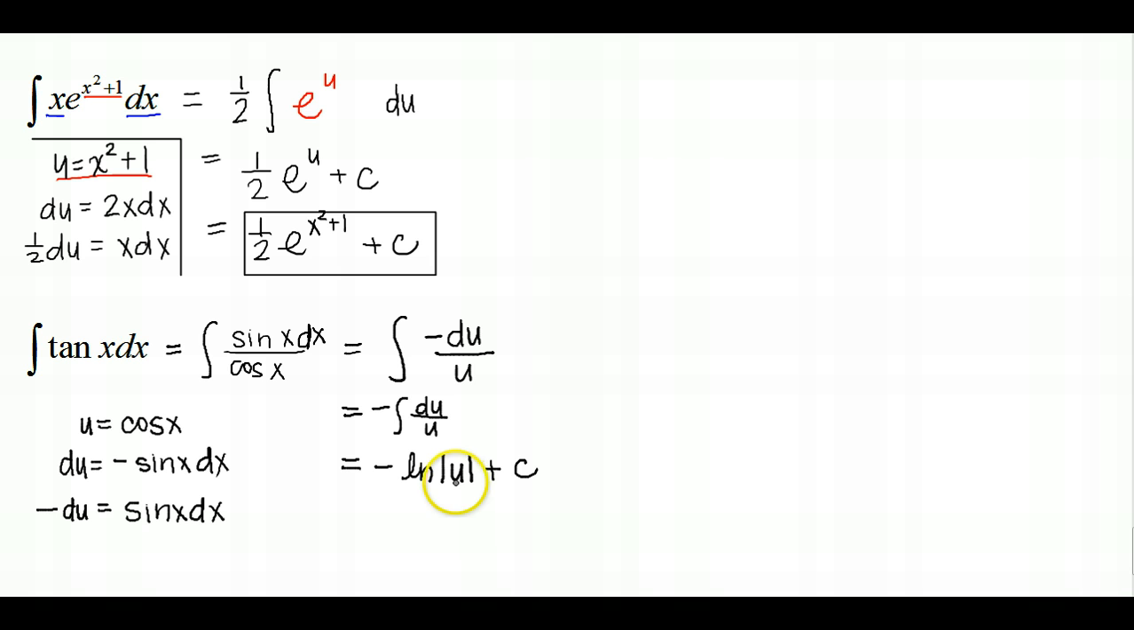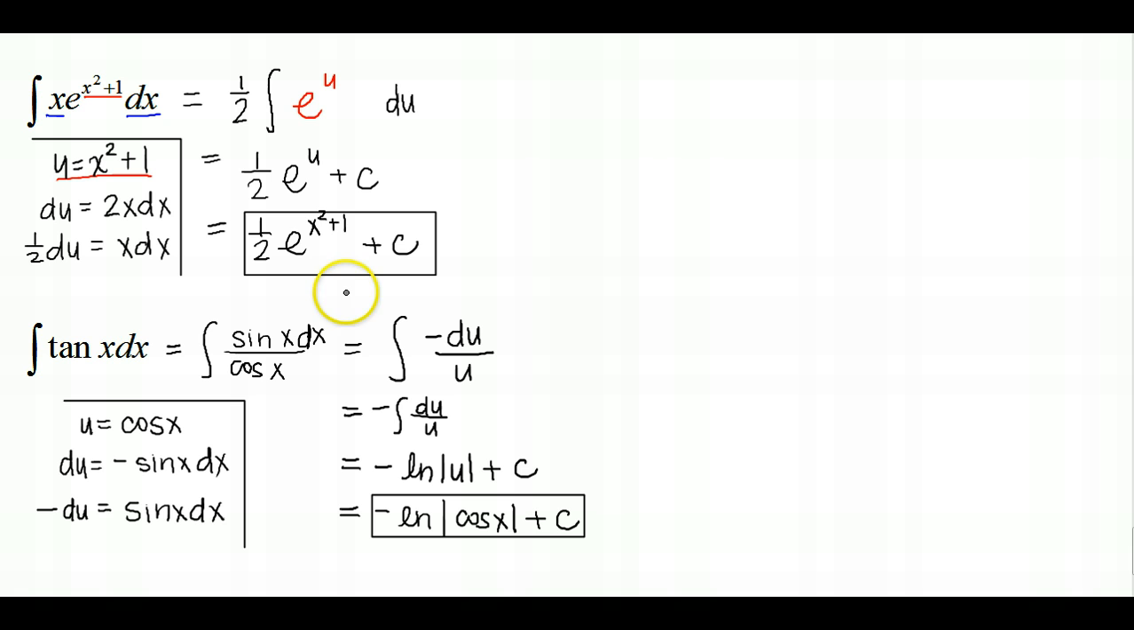Now I'm almost done, except that I have to go back and resubstitute in cosine x for u, so my antiderivative is in terms of x. So it's negative the natural log of cosine x plus c. So once again, to stress that there's no set formula here, we've now gone over a couple of different examples.